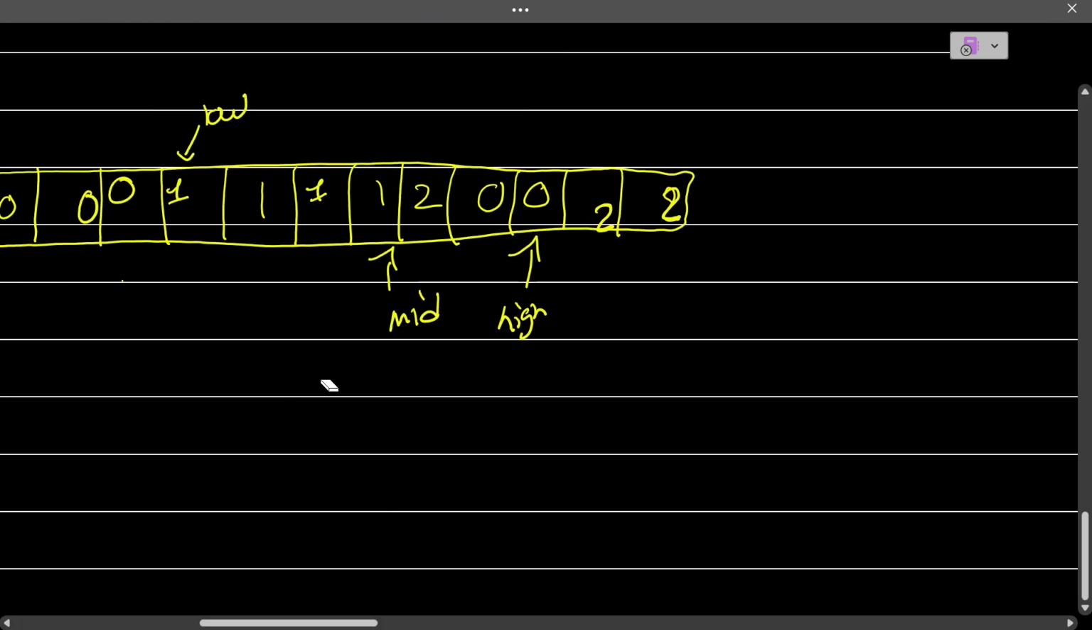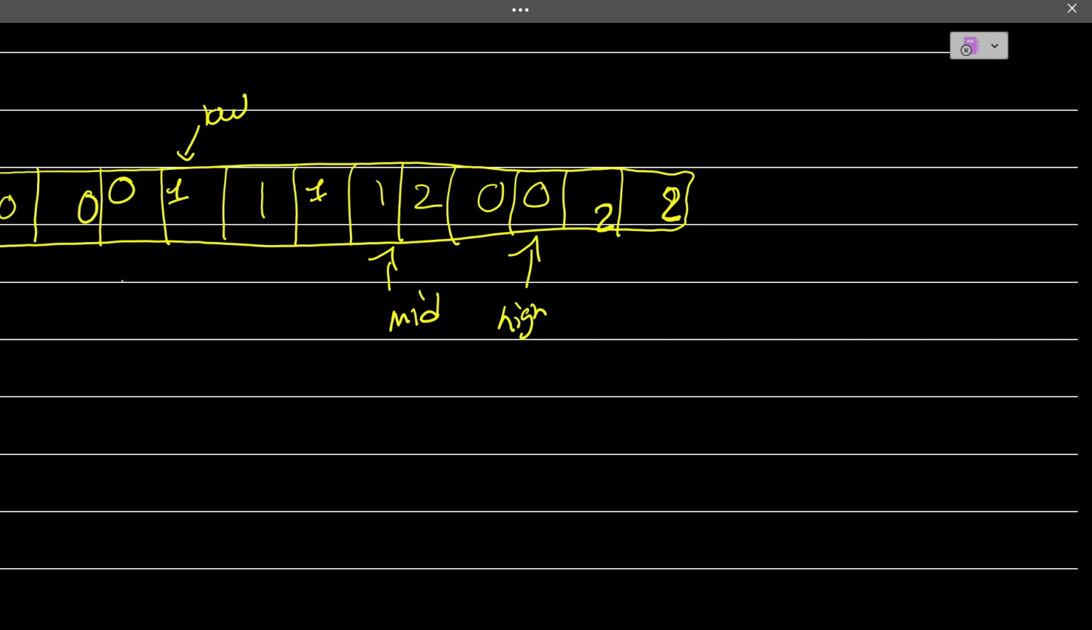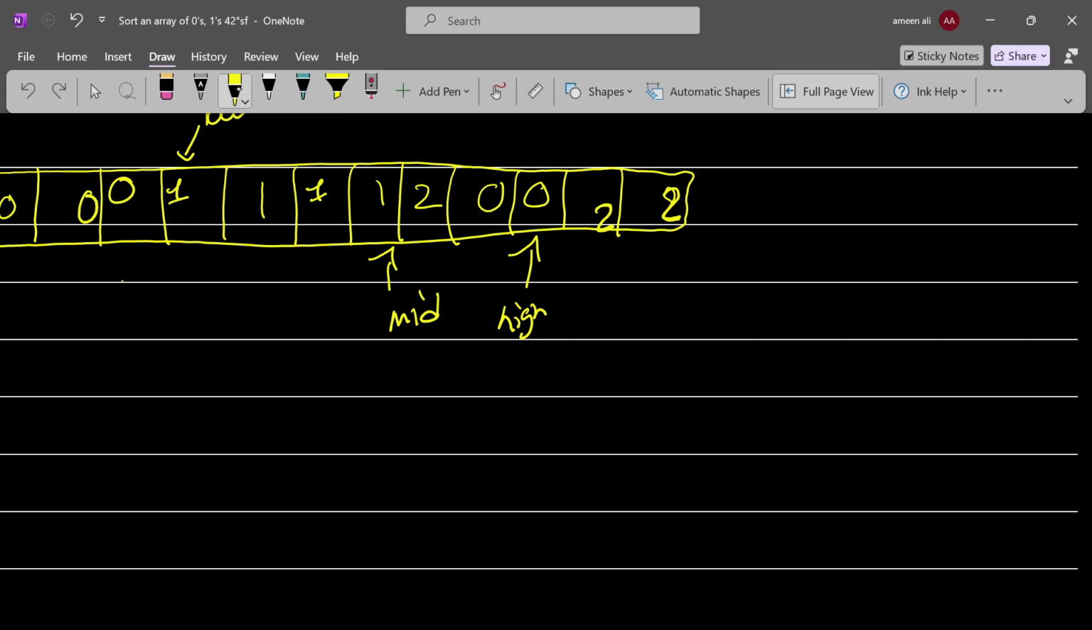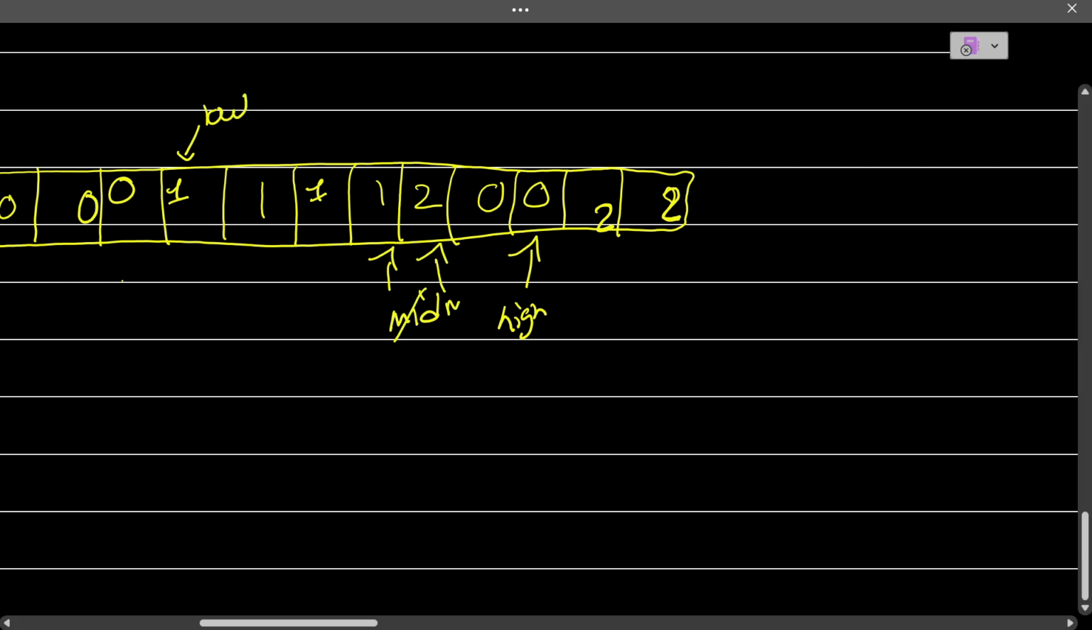What do I need to do? So now my mid is 1. What do I need to do? I just need to move forward, just move this mid. Then my mid is pointing here. Okay, done. My mid has become 2.